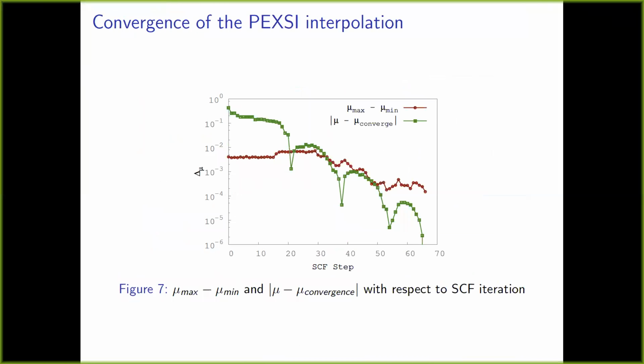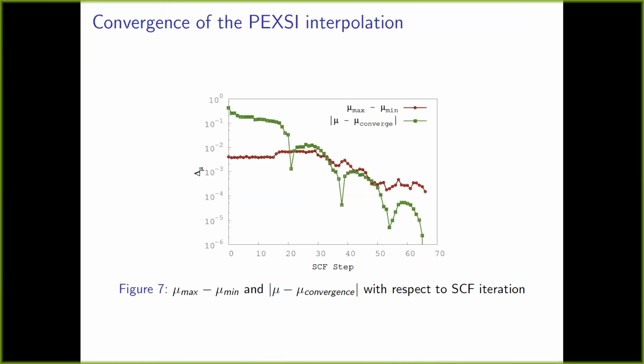And since we are doing a convergence comparison, we want to note that the interpolation of the mu actually helps during the SCF iteration, because mu max minus mu min, which is the red line, is converging not so fast. However, mu minus mu converged actually converges very quickly to 10 to the minus 6 for this graphene 6,000 atom system.